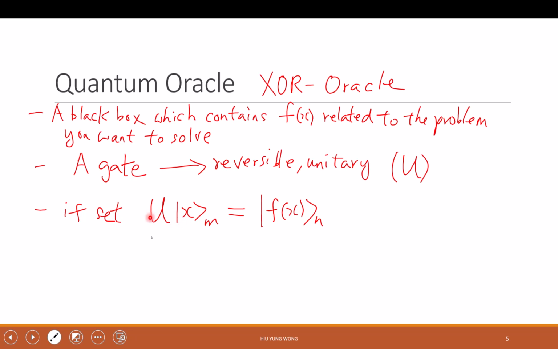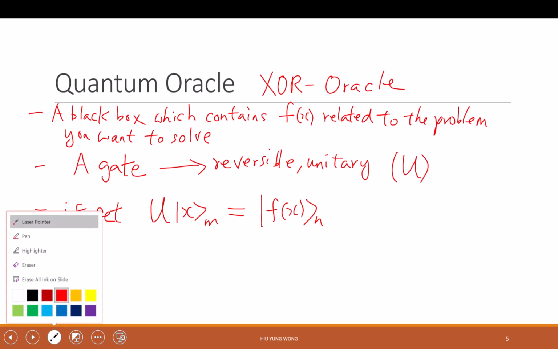It goes to the unitary gate, and then you give me the output. The output needs to be equal to f of x, because my goal is to compute f of x. But the output can be just one bit, let's say 0 or 1. This is a natural way, right? But this is not going to work. Why?